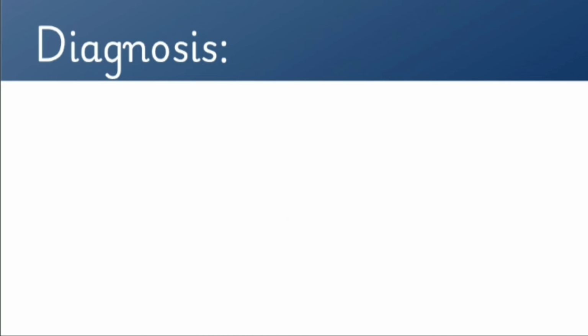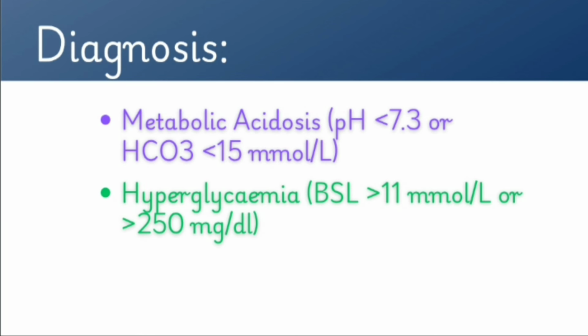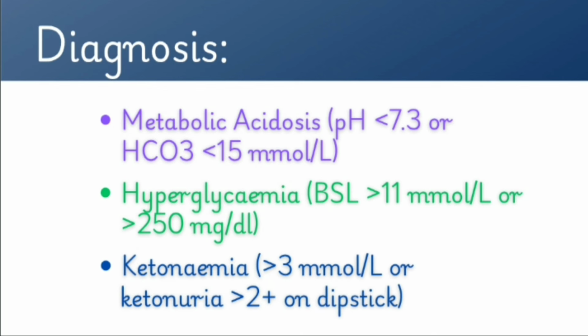So what is the diagnosis of DKA? First of all, there is metabolic acidosis, that is pH is less than 7.3 or bicarb is less than 15 millimole per liter. There is hyperglycemia, blood sugar level more than 11 millimole per liter or more than 250 milligram per deciliter. And there is ketonemia, that is more than 3 millimole per liter ketone levels, or significant ketonuria, that is more than 2 plus on urine dipstick.